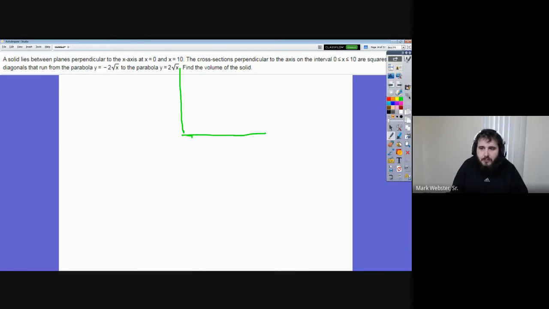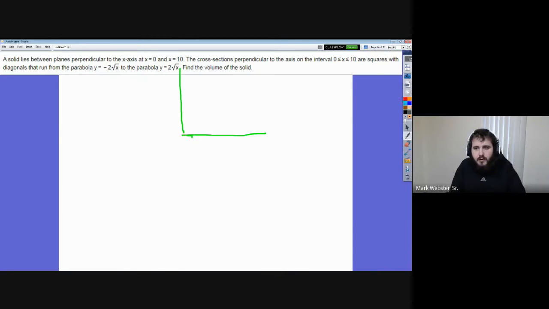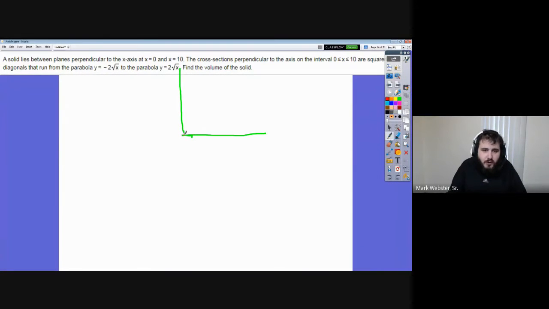So it goes from, I want a different color. Contrast, come on. We can do this. There we go. So here's the first, this is 2 radical x, and this is negative 2 radical x. So now what's happening here is we are looking at our distance here being the diagonal of the square, right?